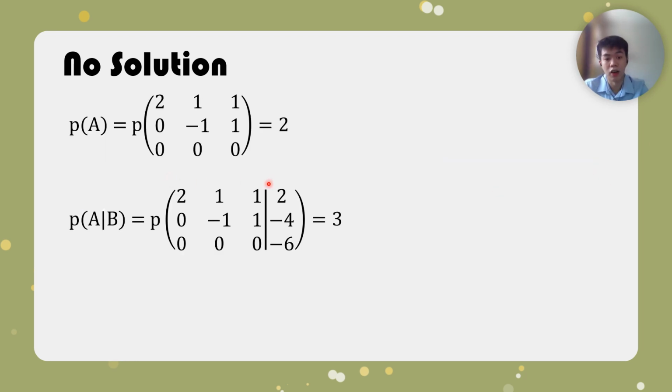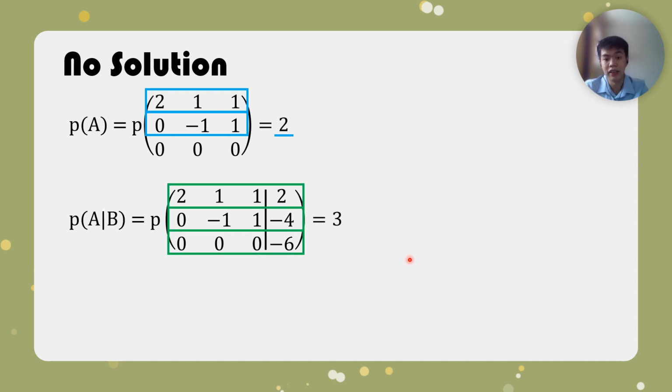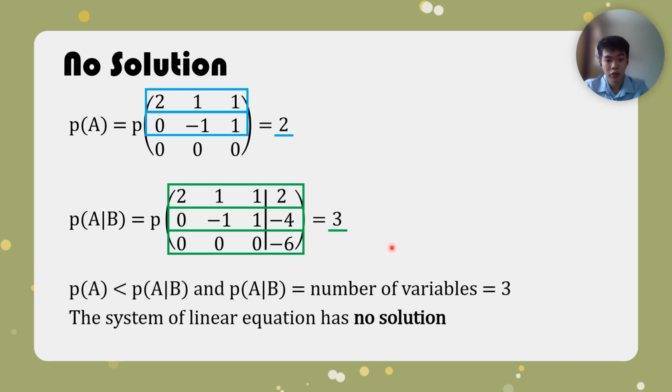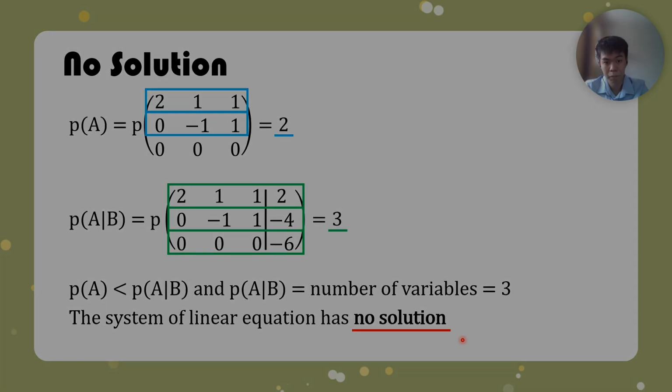Okay, by looking at the augmented matrix, we can notice that the rank of A is equal to 2 because the first 2 rows of the matrix are non-zero, so the rank of it is 2, while for the augmented matrix AB, all the 3 rows have non-zero terms, and hence the rank is 3. So we can notice that the rank of matrix A is less than the rank of augmented matrix AB, and the rank of the augmented matrix AB is equal to the number of variables, which is 3. So we say that the system of linear equation has no solutions.